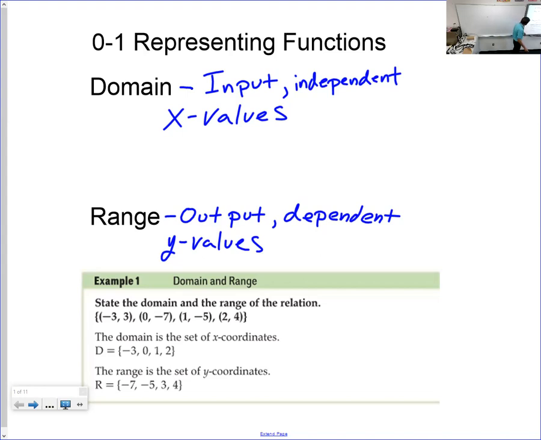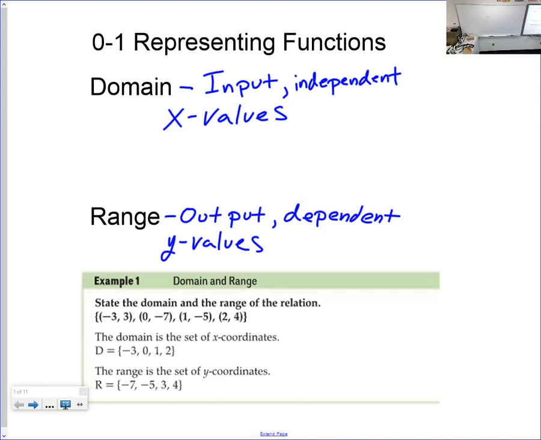So quick example here. If we had the set of ordered pairs (-3, 3), (0, -7), (1, -5), and (2, 4), our domain is the x values. The x values in an ordered pair is always the first number, right? So we have -3, 0, 1, and 2. No matter what order those ordered pairs are in, we're going to put them in increasing order from least to greatest. And then we have, like we did with the range here, our y values: -7, -5, 3, and 4, right?